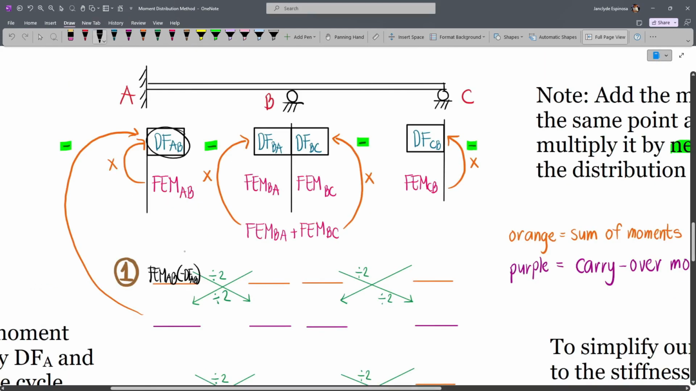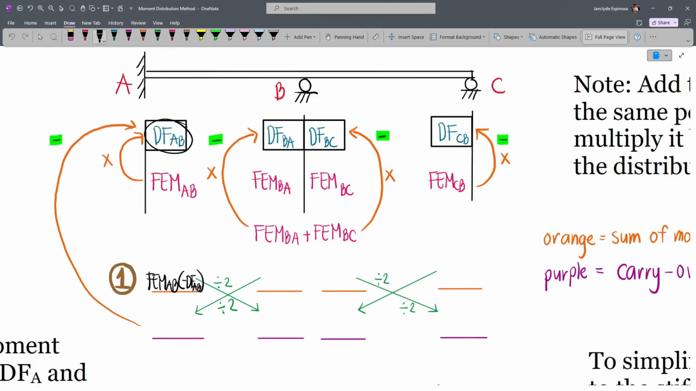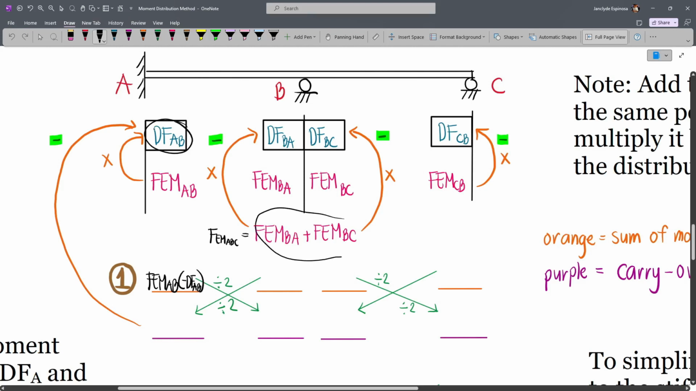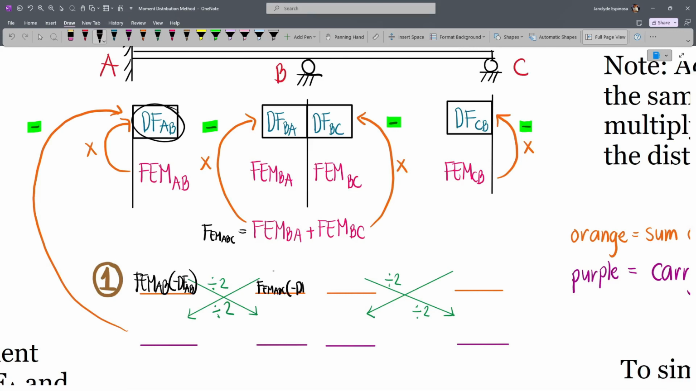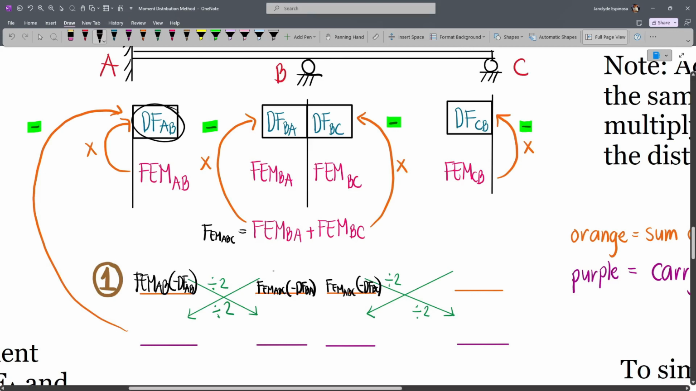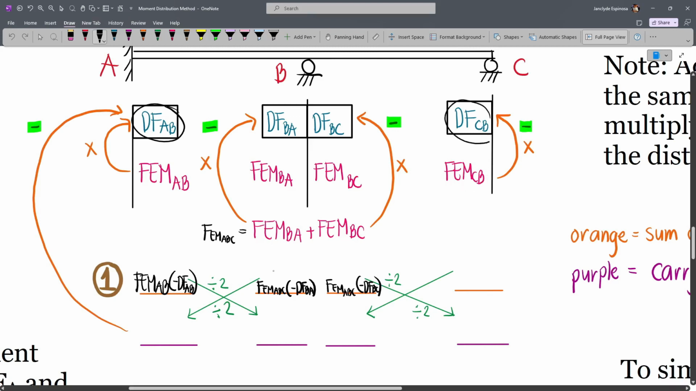However, if we are at an interior point, like for this one at B, diba, we have two values of DF. And so what we will do here is, to get the unbalanced moment, we have to add the moments at the same point. And so here, we have to add FEMBA and FEMBC. And then yung sum nito, ito yung imumultiply natin sa DFBA saka DFBC. Now let's say this expression is FEMABC, yung sum nitong dalawa. Now what we will do here for the unbalanced moment, we will multiply FEMABC by the negative of DFBA. So this will be FEMABC multiplied by negative DFBA. And then here, we have FEMABC multiplied by negative DFBC. Again, itong FEMABC, ito yung sum ng FEMBA saka FEMBC. And then dito naman, we'll just simply multiply FEMCB by the negative of DFCB. So this is FEMCB times negative DFCB.